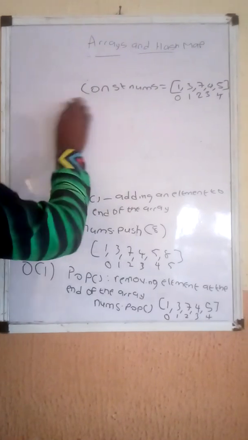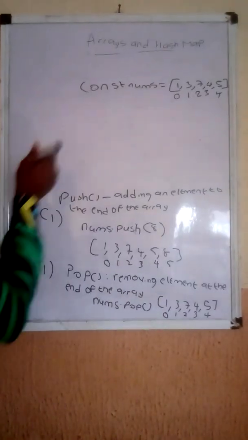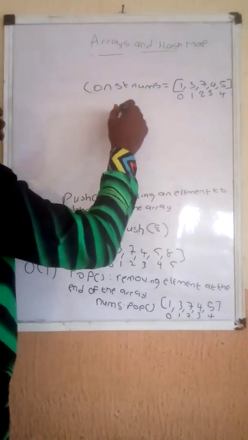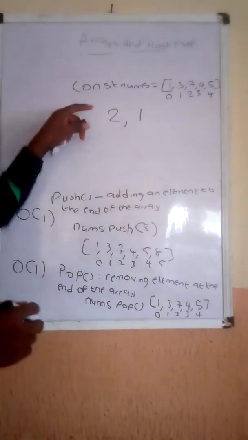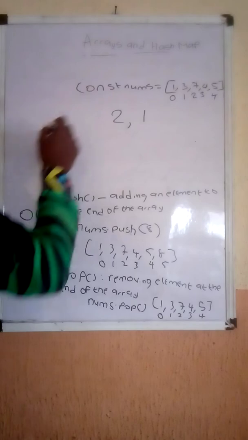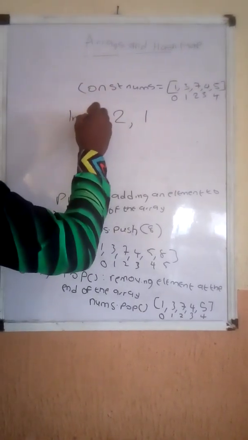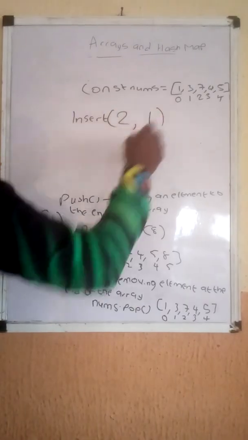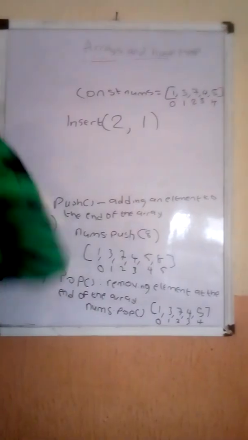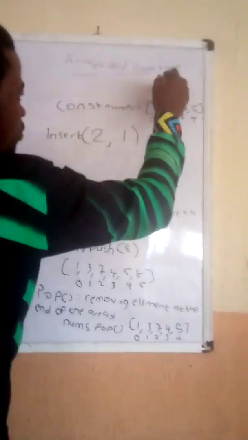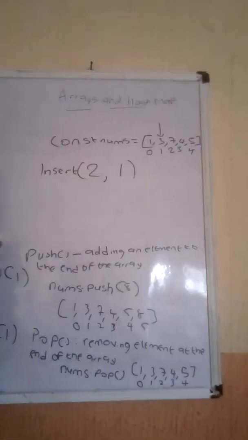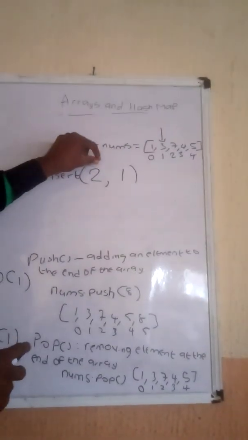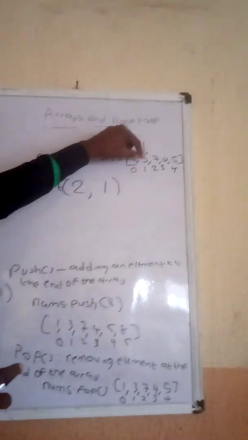Let's take an example. Let's say, for instance, we want to insert the value of 2 at an index of 1. The value at index 1 is 3. So basically, we want to take this 2 and insert it to where this 3 is.